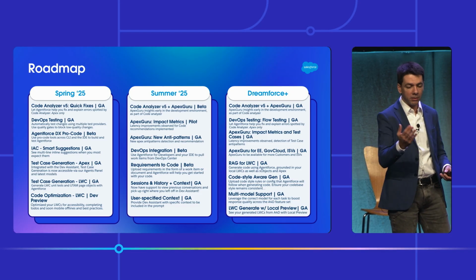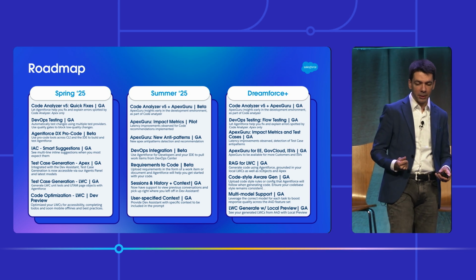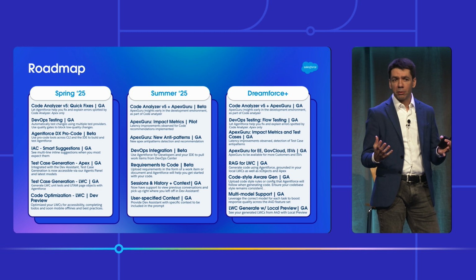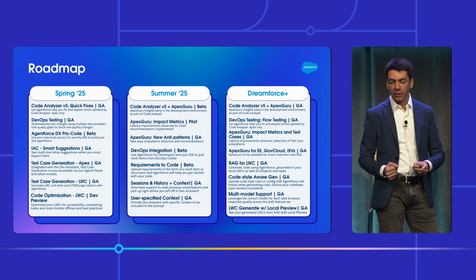Our roadmap is quite packed with a whole bunch of things. We looked at test case generation earlier, DevOps testing going GA, Code Analyzer quick fixes. ApexGuru is going to continue improving with impact metrics coming in summer. Our ApexGuru integration is also hitting beta, with new anti-patterns for ApexGuru, and we are also moving our Agentforce for Developers integration to be much more supportive of our overall app dev strategy to effectively use agents to help you create entire apps containing agents. That means stuff like requirements to code, being able to translate those requirements into actionable pieces of Apex that are part of your app.